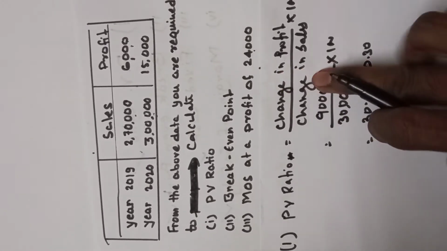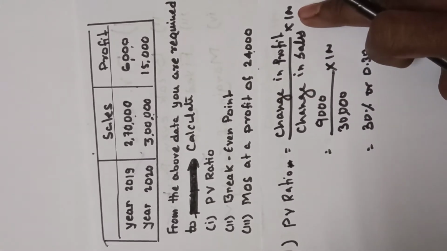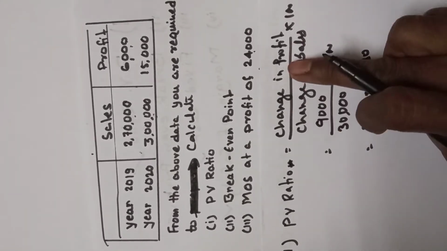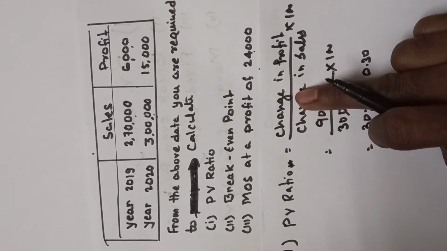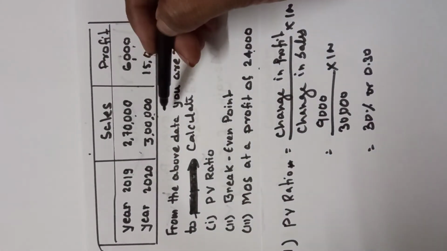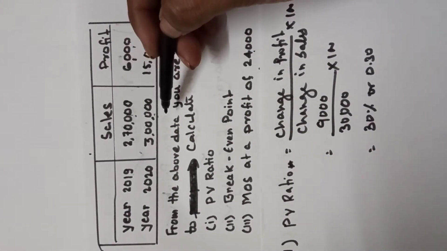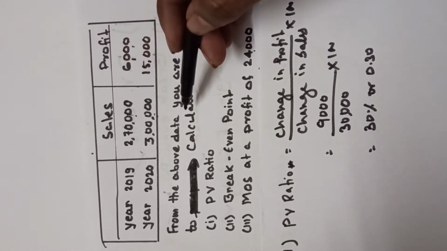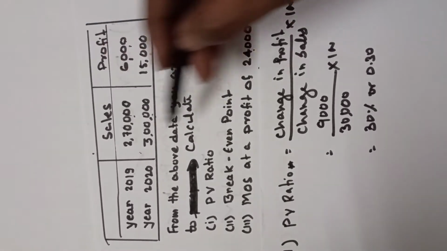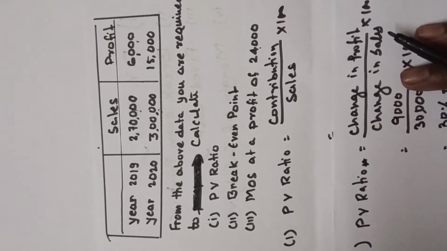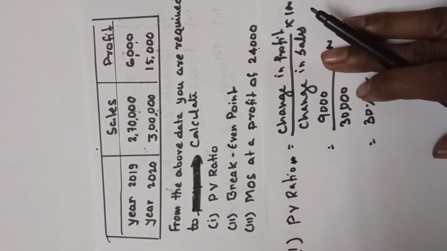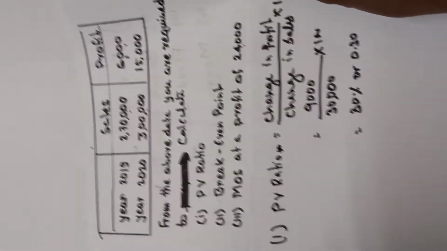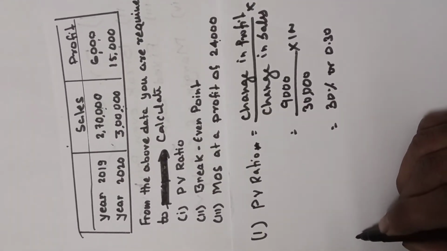So this is the way we calculate PV ratio: change in profit by change in sales into 100. When do we use this formula? When two years' information is given. If only one year's information is given, like sales, variable cost, fixed cost, then you have to use the formula contribution by sales into 100. Okay, clear? Now the next point, break even point.